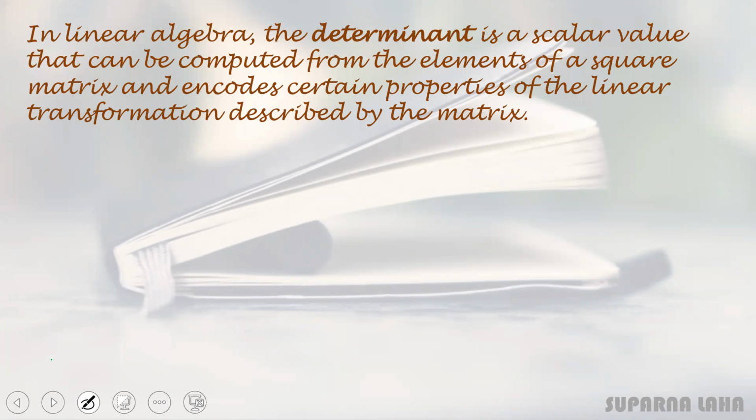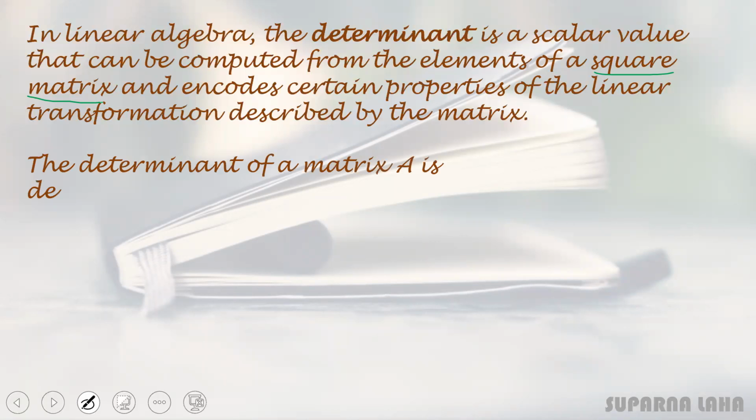We can find this value from the elements of a square matrix. Remember that the determinant is always in a square form. It's not in a rectangular form. So with the help of the elements of this square matrix, we can find the value of the determinant. We usually represent this determinant as det of A, or with this sign, writing A inside, and we read it as the determinant of A.